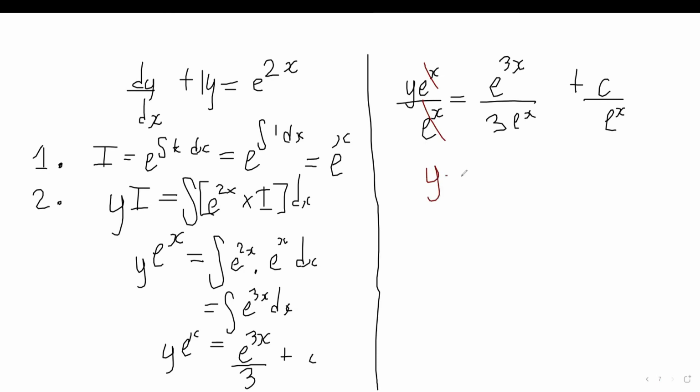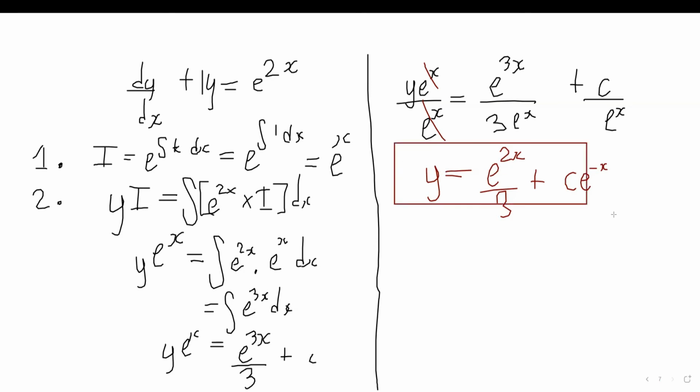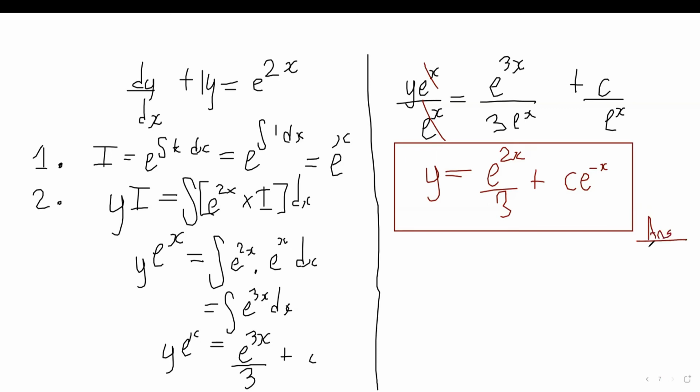So we end up with y equal to e to the 3x over e to the x. We can subtract 1 from the power to get e to the 2x over 3, plus c times e to the minus x. This is our solution. All right, cool with this, Marika? Yes, sir. Nice. So this is the first order differential equation. Easy. Now, let's see what they say next.